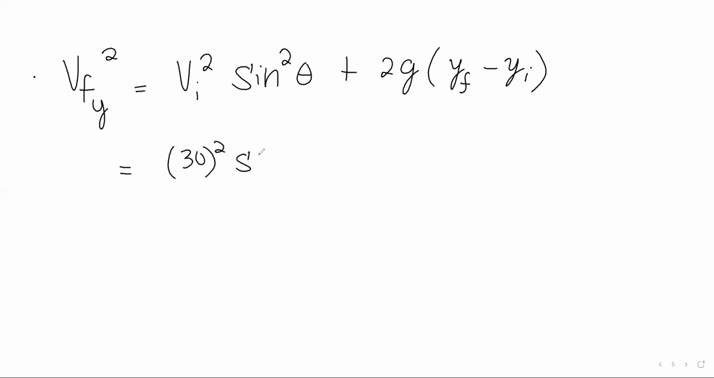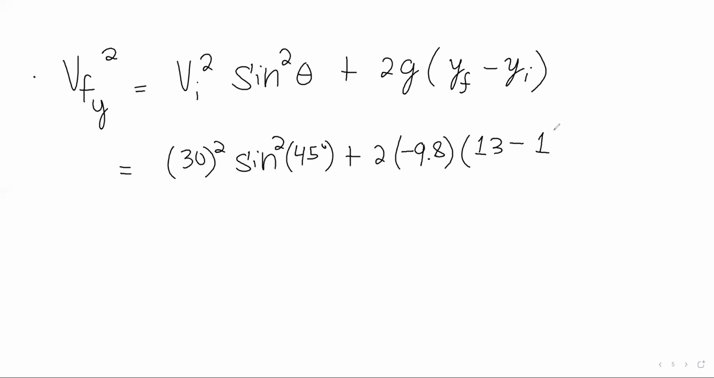30 squared sine squared of 45 degrees plus 2 times g, negative 9.8, y final minus y initial. Again, some of the textbooks, when they first introduce you to kinematic equations for linear motion, one-dimensional motion, they use a plus sign. So I like to keep that same formula. I write the kinematic equation the same, but with a plus sign.